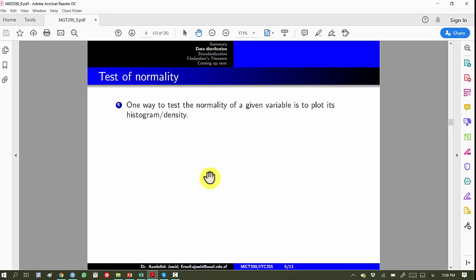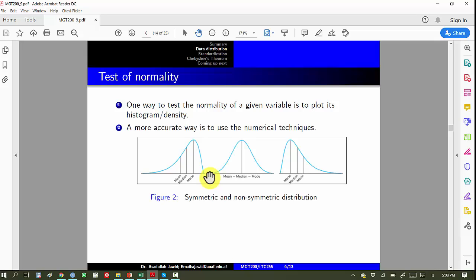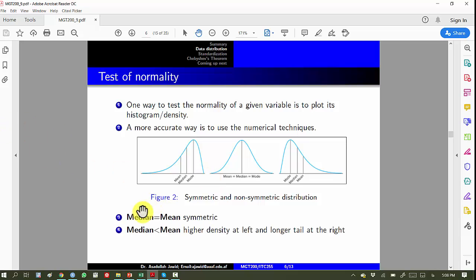One way to test the normality, or in general the distribution, of a given variable is to plot its histogram or density. Another way is to use numerical measures. The first technique is to compare the mean of the variable against its median. If mean is equal to median, as in this case, the distribution of the variable is symmetric, like the one in the middle here.